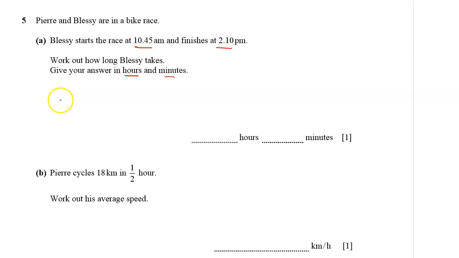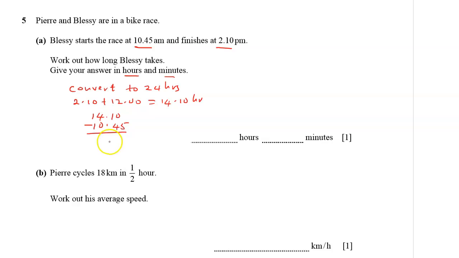Of course, you need to convert the timing to 24 hours to make it easier for us. So to convert 12:10 to 24 hours, we add 12. And therefore, this gives us 1410 hours. And therefore, we can now subtract. We have 1410 hours minus 10:45, the time Blessy started the race.